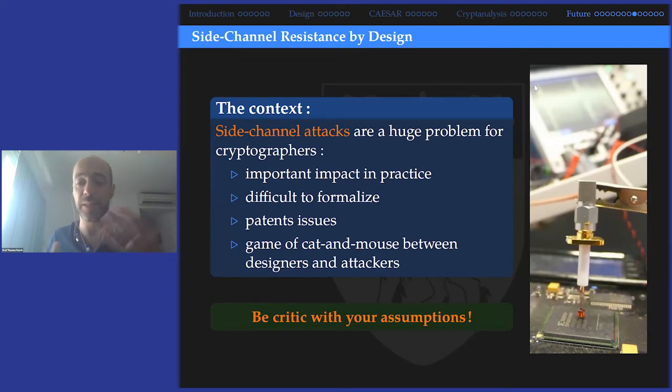So it's basically a cat and mouse game, right? Attackers come with new attacks and then everybody says, okay, now we have this new attack, we need to write the protection, and then they come up with something else, et cetera. That's how it works.